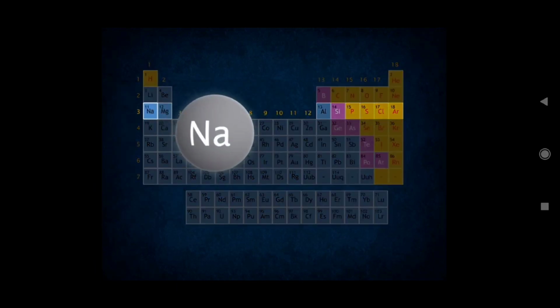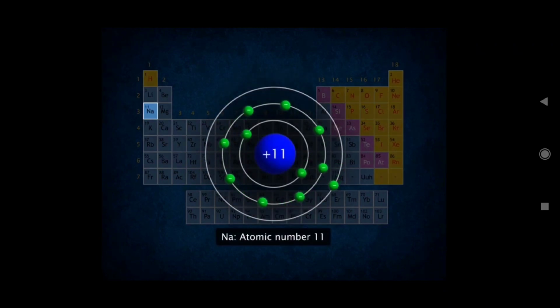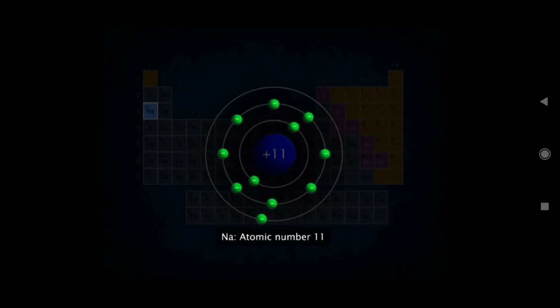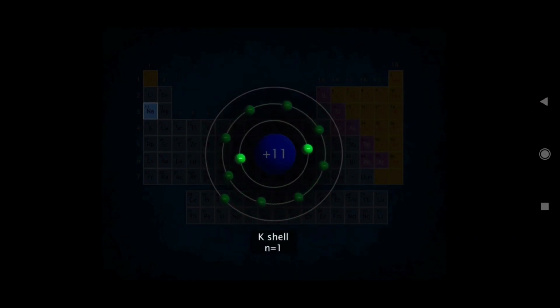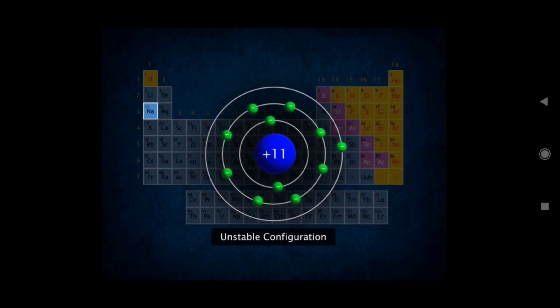Let us take the example of sodium. The sodium atom has 11 protons and 11 electrons. There are 2 electrons in the K shell, 8 electrons in the L shell, and the last electron is in the M shell. This is an unstable electronic configuration.